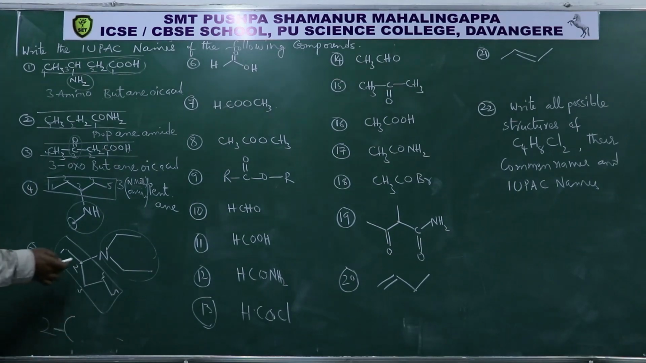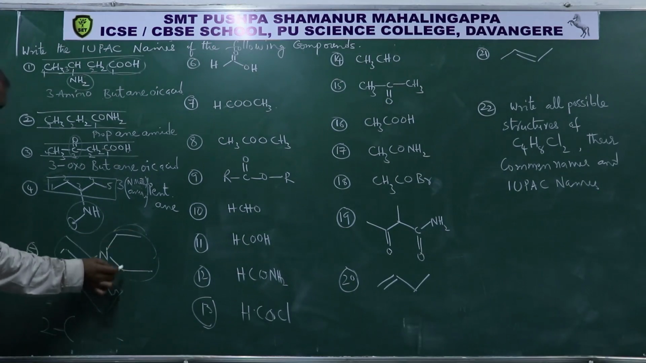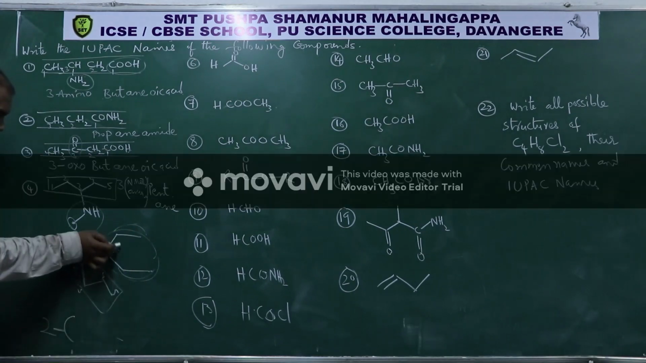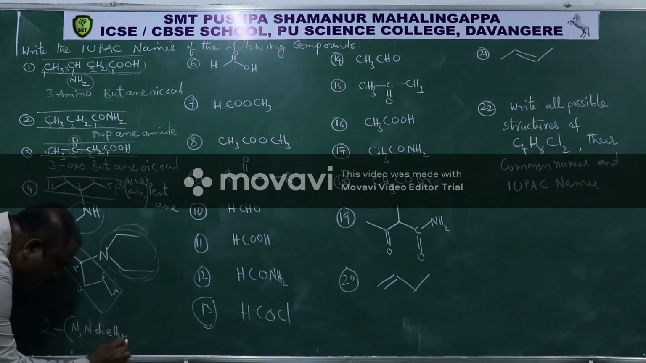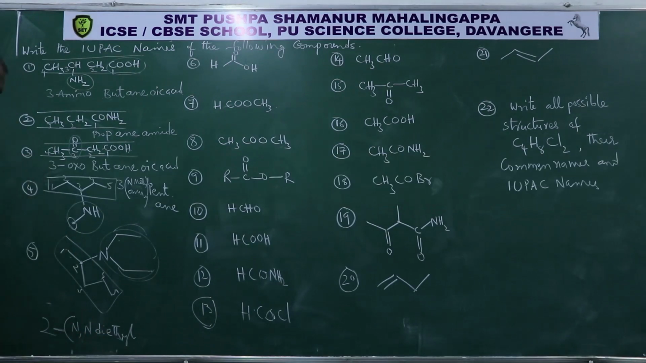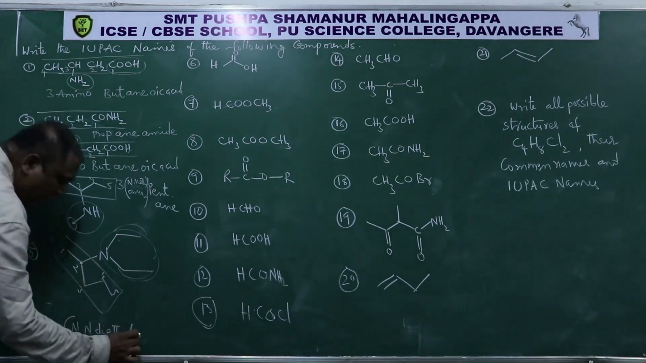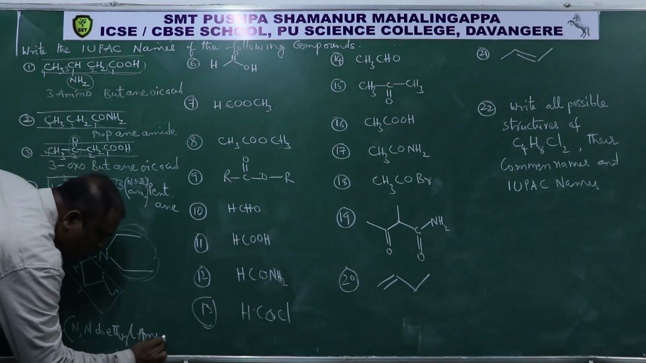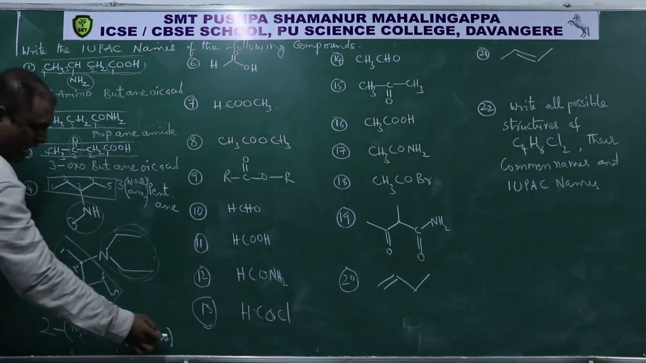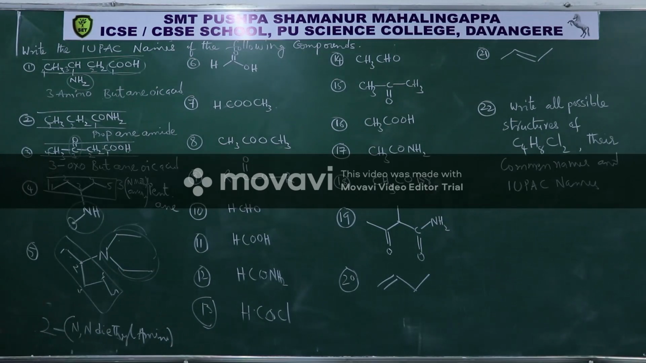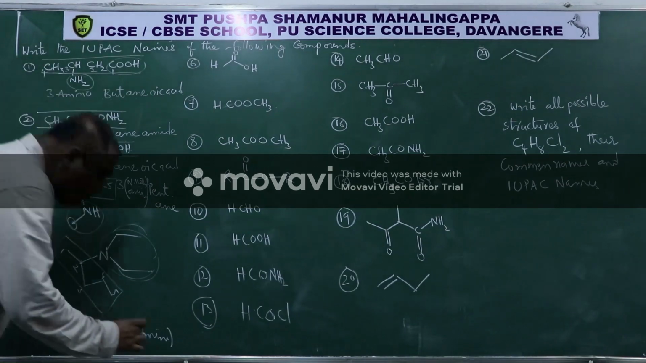On this N, an ethyl group is attached, and another ethyl group is attached. Therefore, N,N-diethyl. So 2, N,N-diethyl, and NH2 is called amino. So now this total 2-(N,N-diethyl amino) is the prefix. After the prefix, the root word. The root word indicates the number of carbons present in the main chain. The main chain has 5 carbons. Therefore, the root word is pent.